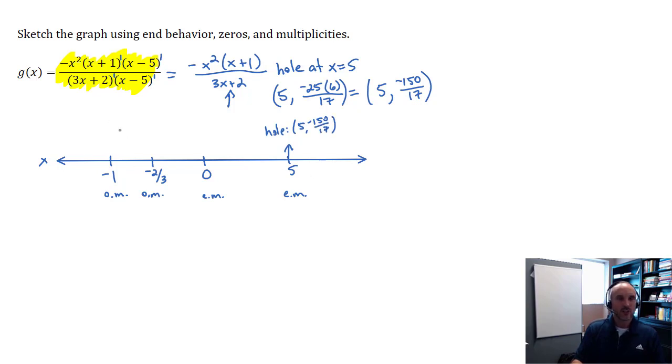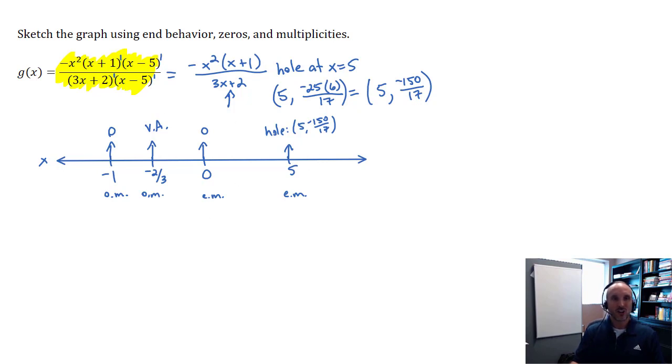-1, let's go through the other x values. -1 was from the numerator, so its output is going to be 0. -2/3 was from the denominator, so it's going to have a vertical asymptote at x equals -2/3. 0 came from the numerator, so our output is going to be 0. Now we just need the signs between our critical values.